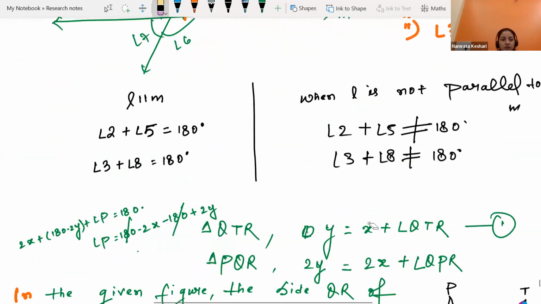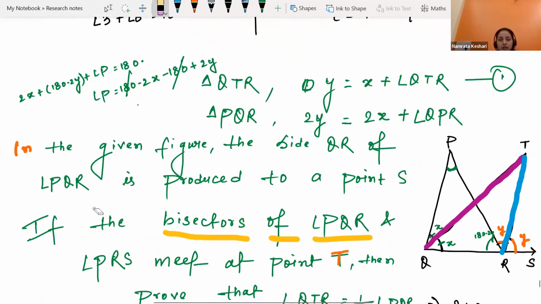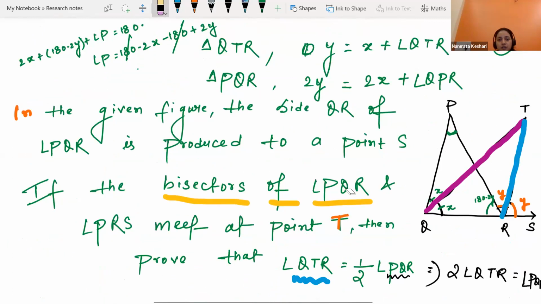Let me check, am I missing any data? In the given figure, the side QR of triangle PQR is produced to point S. If the bisectors of angle PQR and PRS meet at a point T, then prove that this.